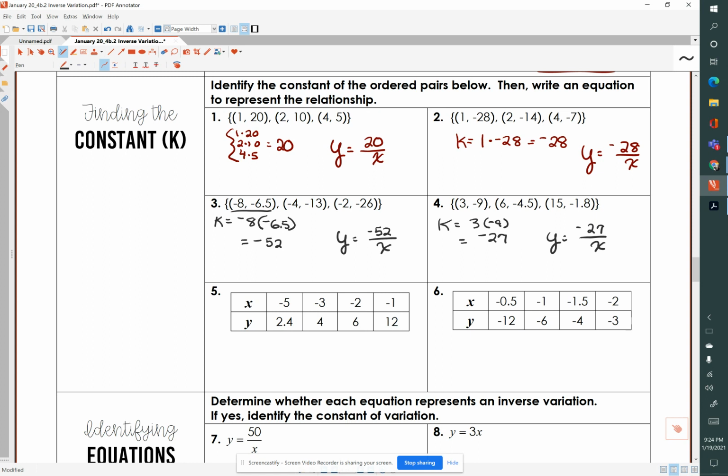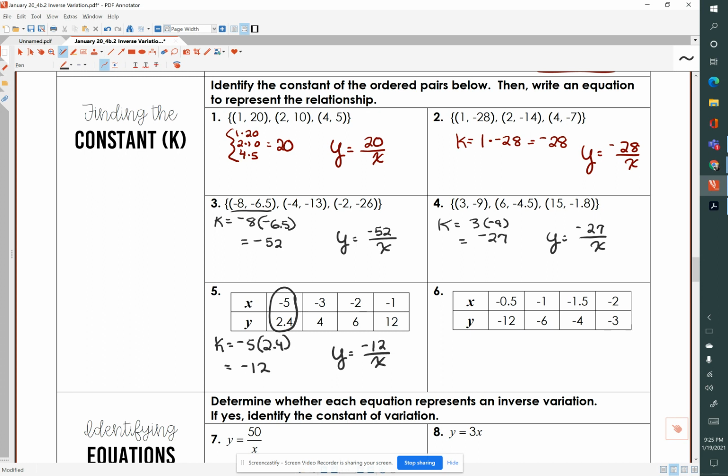Now, just because we've got it in a table, number 5 and 6 doesn't change anything. We've used tables before. So we can choose an ordered pair. I'll choose the first pair. So our k will equal negative 5 times 2.4, which equals negative 12. And our inverse variation equation, y equals negative 12 over x.